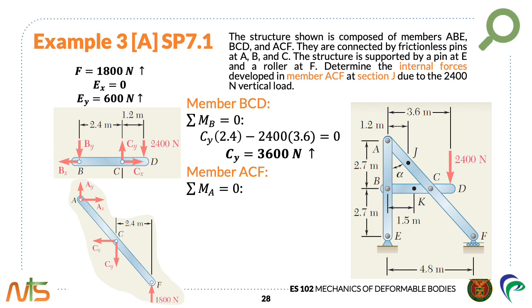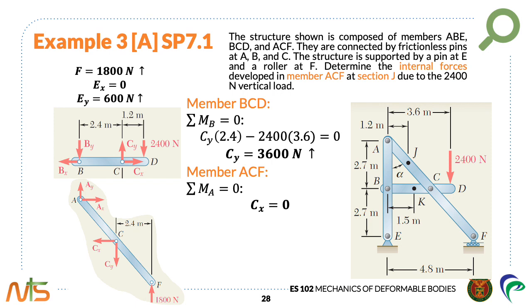And then we have Cx. Cx has the perpendicular distance to A of 2.7 meters. Again, it creates a clockwise moment, so negative about point A. Then last but not the least, we have the 1,800 Newton force at point F multiplied by the perpendicular distance of 4.8 meters. So it creates a counterclockwise moment, so therefore that is positive, and then equate it to 0. The answer for Cx is therefore equal to 0.